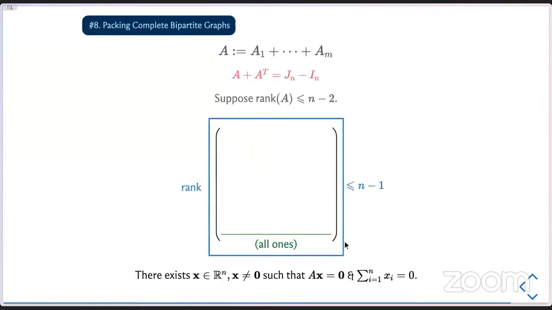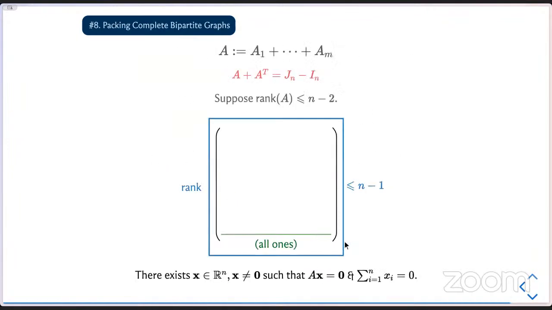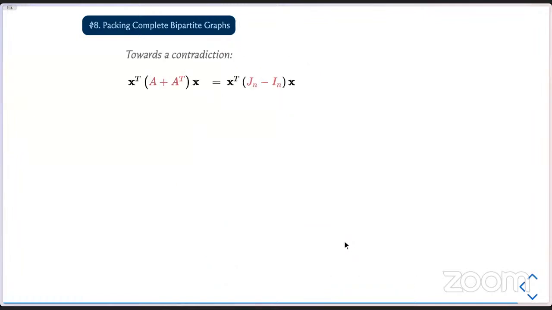Okay, so now we are going to remember all this stuff on this slide. I don't know how. I'll remind you about what claims we made as we go along. But now we have a simple computation. Let's consider X transpose A plus A transpose X. Remember, A plus A transpose was Jn minus In, all ones except for the diagonals. So we're going to substitute that here and expand this out.